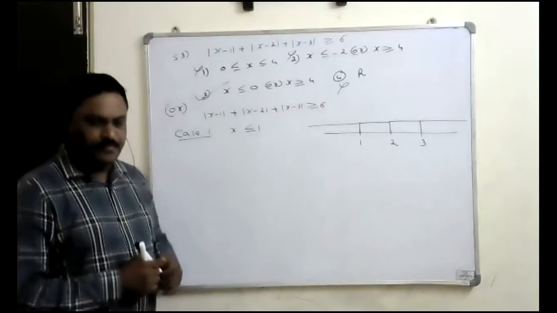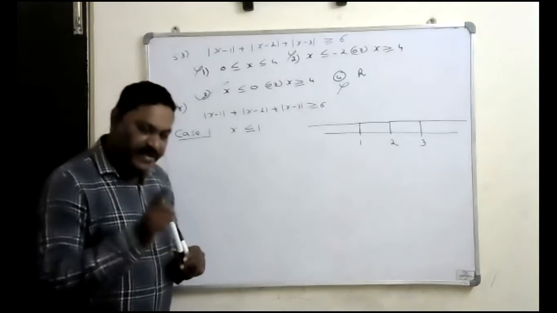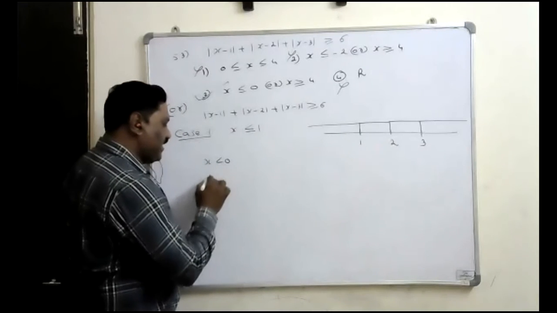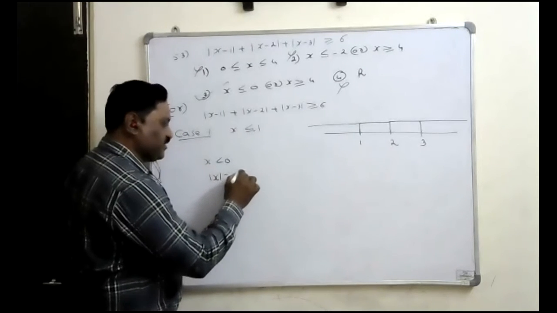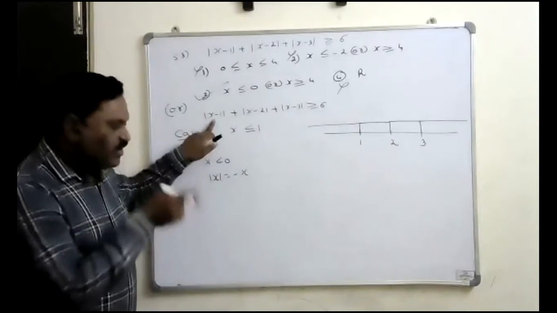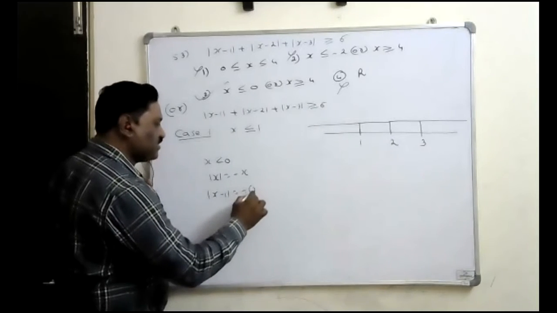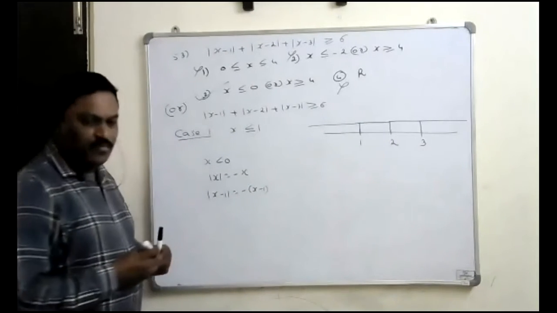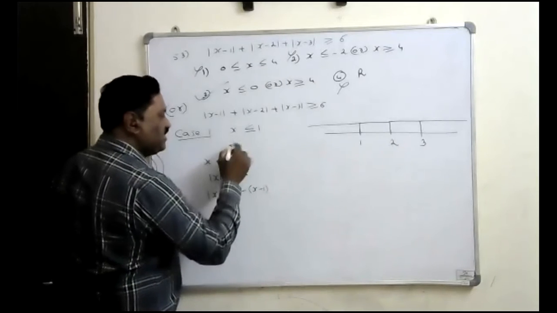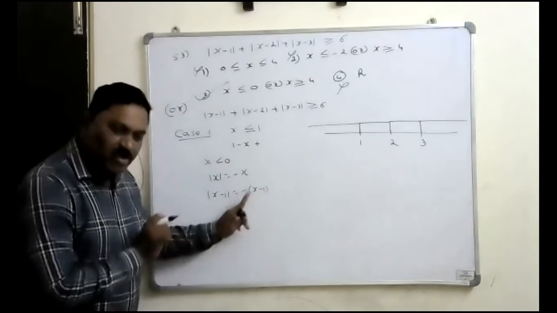If I take x less than or equal to 1, is x minus 1 positive or negative? Negative. So we already know that when x is negative, mod x is equal to minus x. Similarly, when x minus 1 is negative, mod of x minus 1 is minus of x minus 1. Multiplying by the minus sign, we get 1 minus x. So mod x minus 1 becomes 1 minus x.